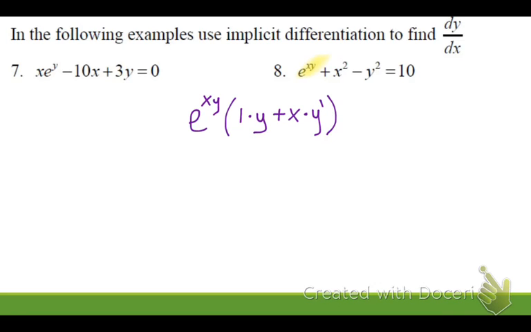What's the derivative of the second term? What's the derivative of x squared? 2x. Good. So I just did this piece right here. Good. The last one, the derivative of y squared is 2y times y prime. Good. And the derivative of 10 is 0.